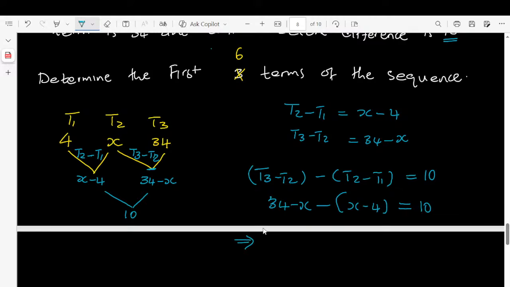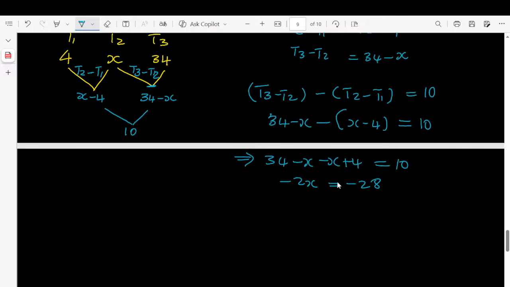So if we continue working on this, this will be 34 minus x plus 4, equal to 10. The like terms, minus x, it's minus 2x, equals to, then I'll have 10. Okay, 34 plus 4 is 38. Then I know that the 38 will go to the other side to be negative. So 10 minus 38 is minus 28. Divide both sides by negative 2. What is x equal to? Just positive 14.